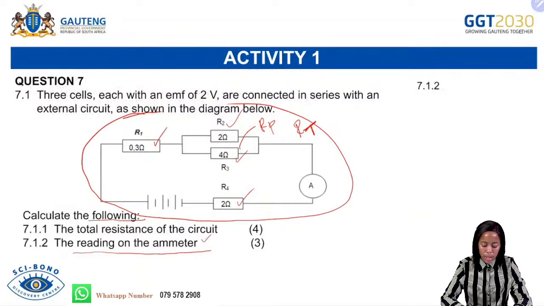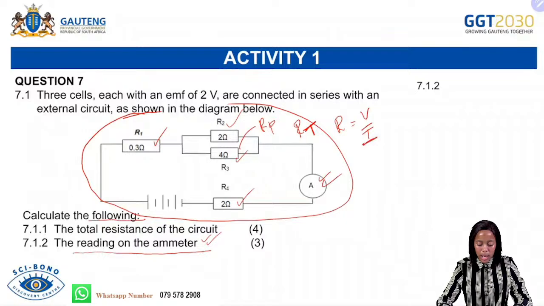And then now the question says that we need to calculate the ammeter reading, okay? So it therefore means that we are going to use Ohm's law, which is R is equal to V over I.